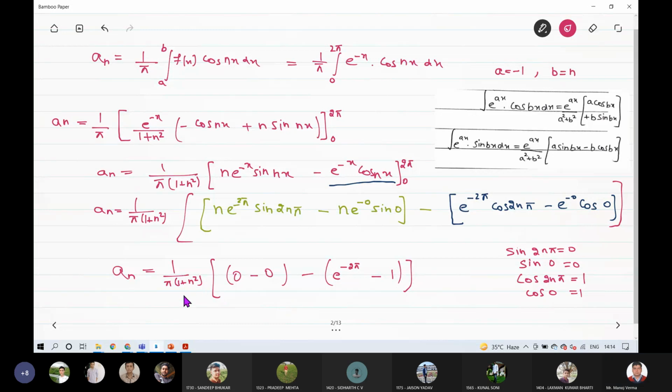So the value of my a_n becomes 1 over n square plus 1 into 1 minus e raised to the power minus 2 pi, I am adjusting the negative sign here, divided by pi.